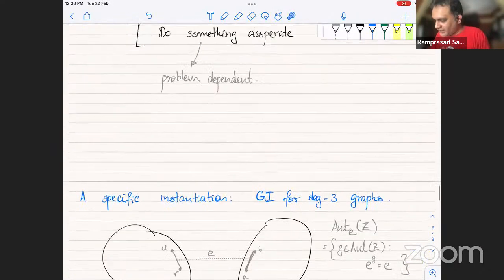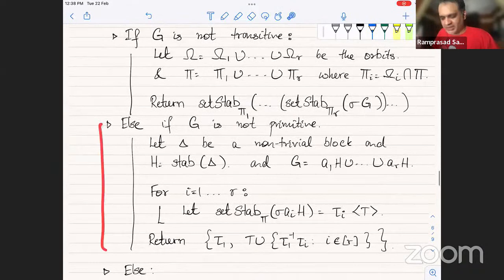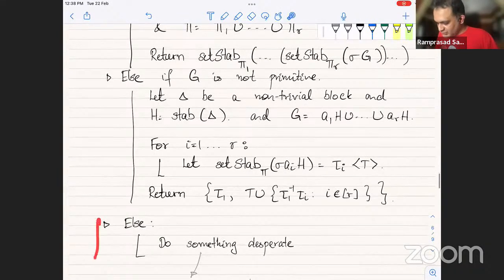So the whole point is that if you run this previous algorithm, if it was transitive, you do something. You try and break the problem down somehow. And if it was not primitive, you do something. When you reach this situation, you will be working with a 2-group, which happens to be transitive and primitive. In which case, it turns out the group you are working with is of size 2. So the something desperate is doing brute force. You just run over all possible elements and figure out which of them stabilize the thing and which of them don't. So you can very trivially solve the problem in this situation.